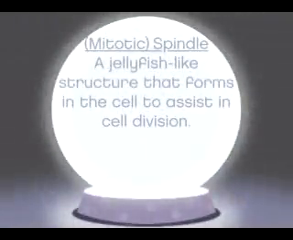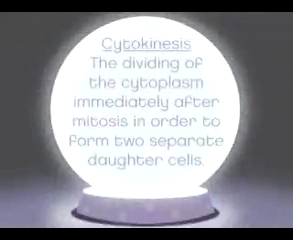A spindle, or mitotic spindle, is a jellyfish-like structure that forms in the cell to assist in cell division. Cytokinesis is the dividing of the cytoplasm immediately after mitosis in order to form 2 separate daughter cells.